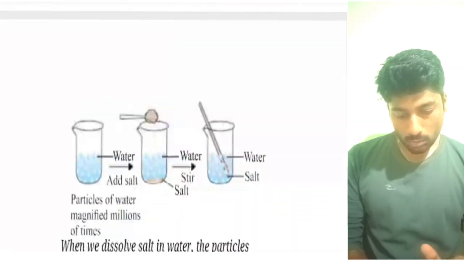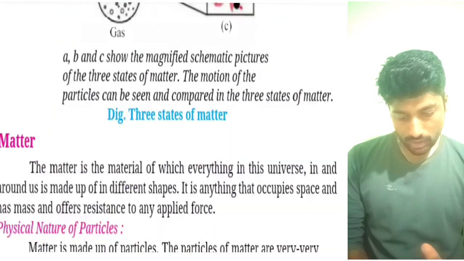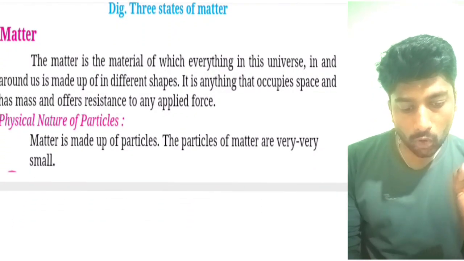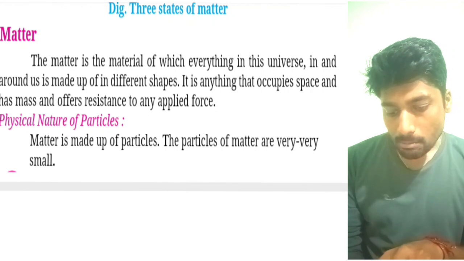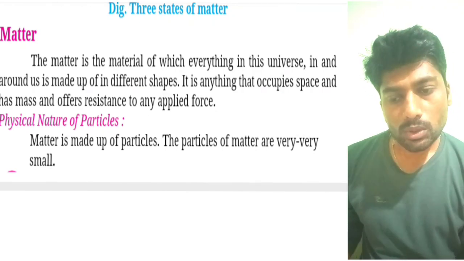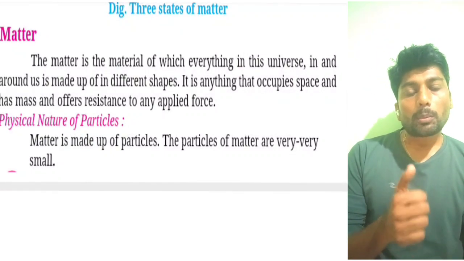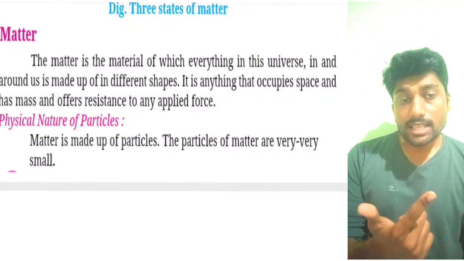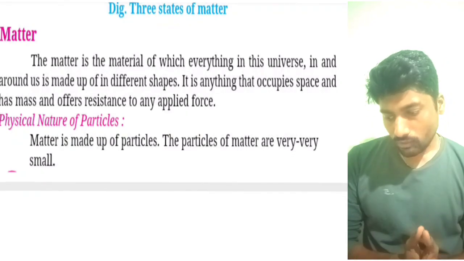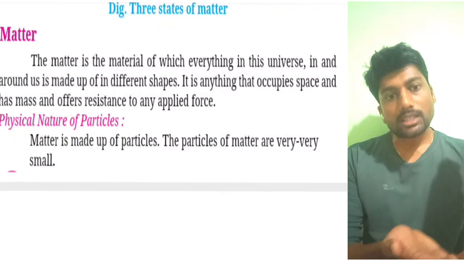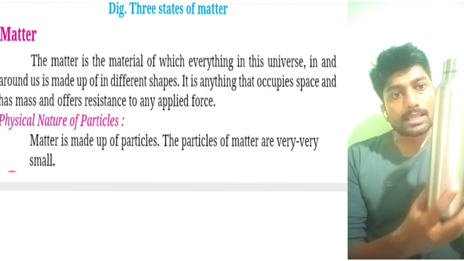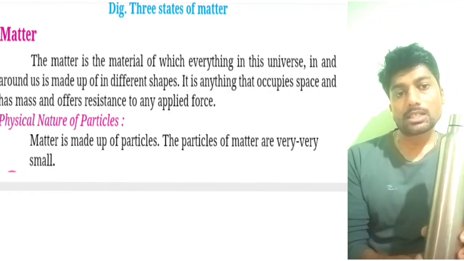Initially, the first thing we have is matter. Matter means anything that occupies space and has mass. It's very simple: it occupies space and it has mass. These two words we have to concentrate on. Anything, whatever it may be, here we have the water bottle. It occupies space in my hand. So it's matter: it has mass and it occupies space.